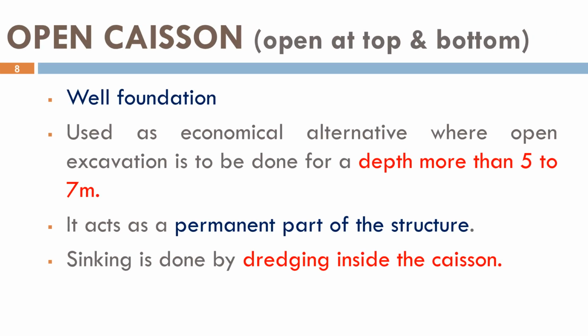The open caisson, also called a well foundation, is the most commonly used type in bridge construction. Unlike the box caisson, it is open at both the top and bottom. Excavation is carried out from inside the well, causing the caisson to sink gradually under its own weight. It is preferred when excavation depths exceed 5 to 7 meters, making open excavation uneconomical. Since the well remains permanently as part of the structure, it serves both as the construction aid and the final foundation.